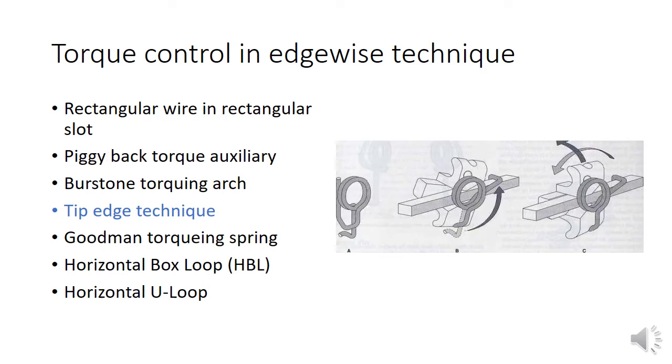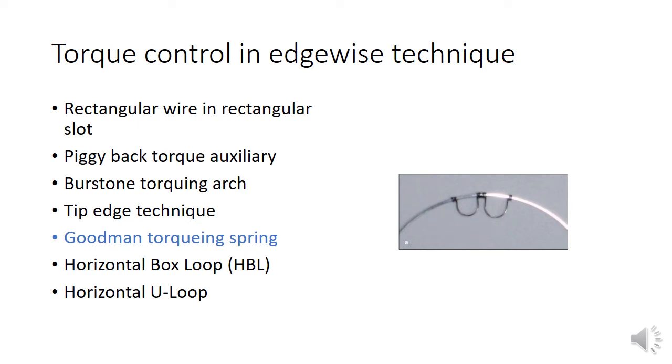Tip edge brackets have an accessory vertical slot that is used by the side winder spring, as you can see in this picture. The side winder spring corrects the second and third order position of the tooth simultaneously. As the root is uprighted in the mesiodistal direction, the rectangular slot decreases to its predetermined size and the full-size rectangular arch wire gradually engages with the bracket slot walls and hence corrects the torque of the tooth.